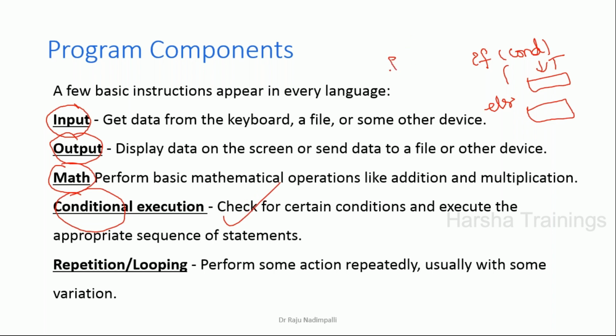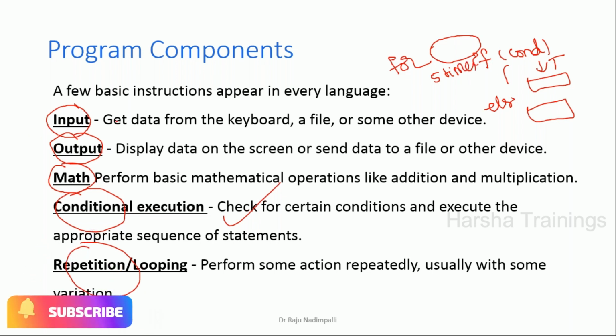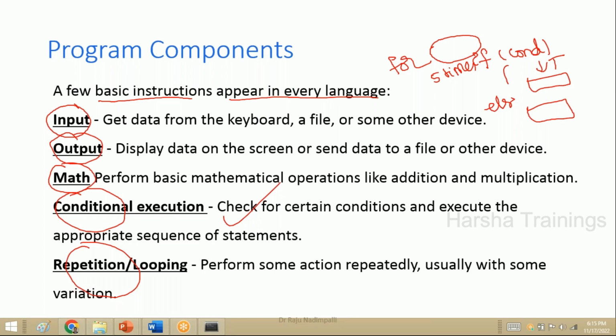Now I have also written one loop called for. I wanted to generate 5 numbers, so for is nothing but a repetition of statements. I need to generate random numbers 5 times. These are a few basic instructions that appear in every language. Now, if you permit me, I will go on. Any questions? If not, I will go back to the next slide. Can you please respond?